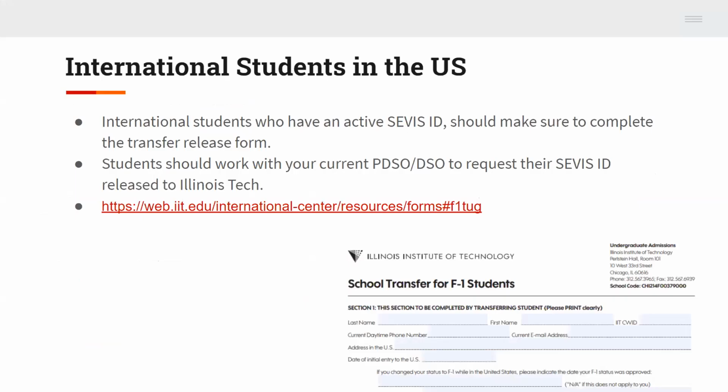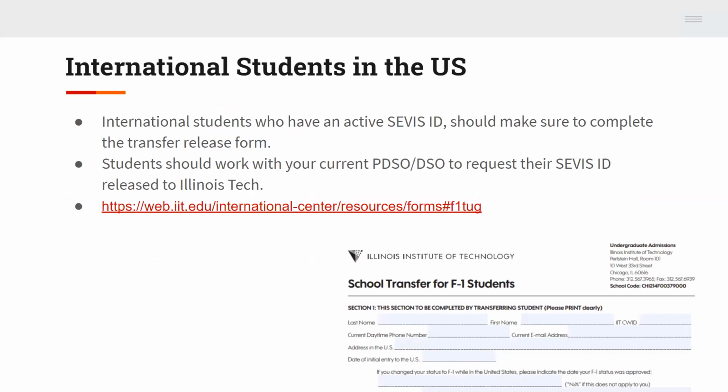With that being said, let's transition to now if you are an international student in the United States. One of the questions that we always get is, where's my I-20? And we always want to ask, have you submitted your transfer release form to Illinois Tech? At the bottom right-hand corner, you see the school transfer for F1 students. This is really, really important.